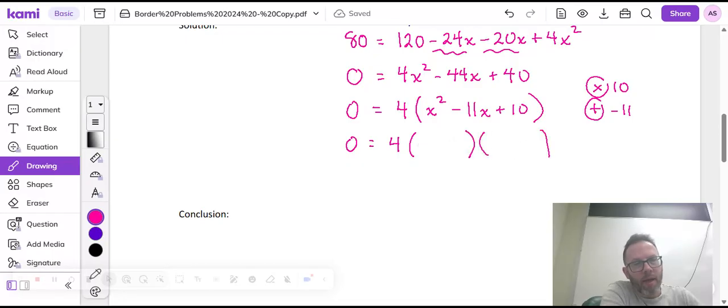Two brackets, x and x, multiply to a positive, add to a negative, so both are negative. And that would be 1 and 10, right? 1 and 10. 1 and 10.